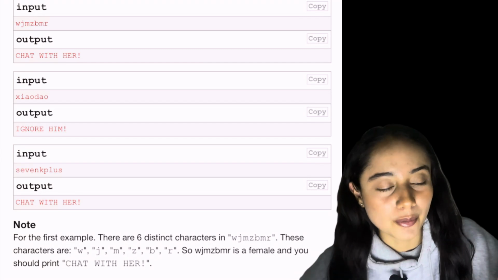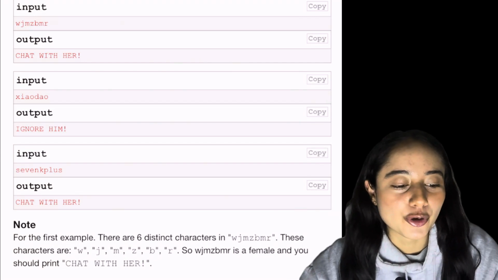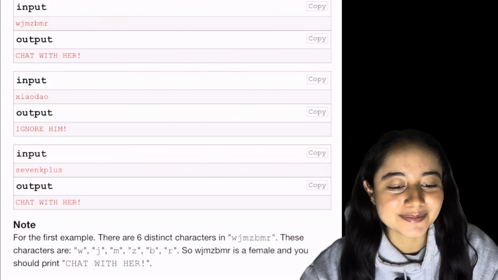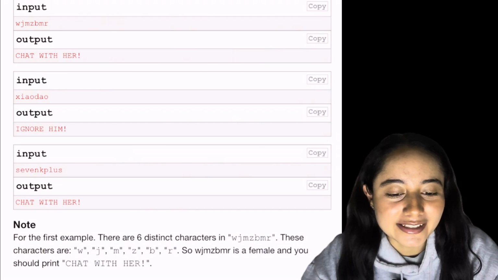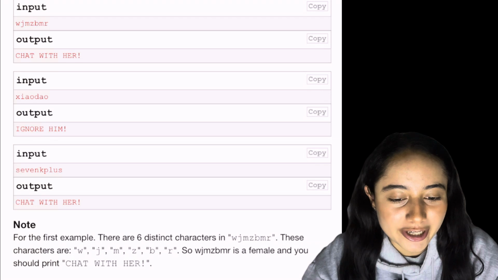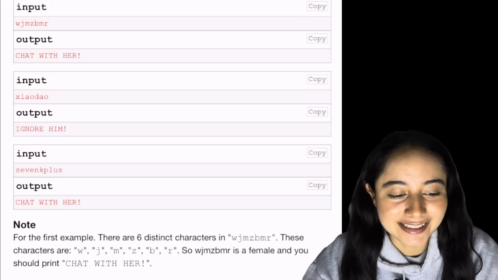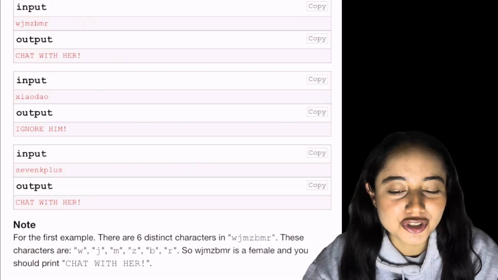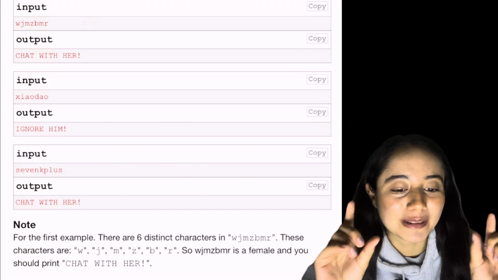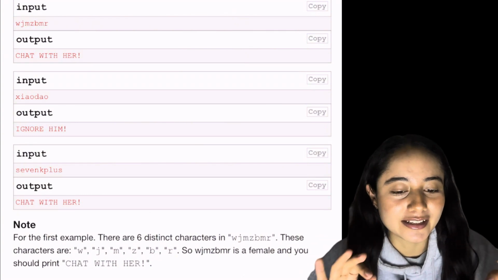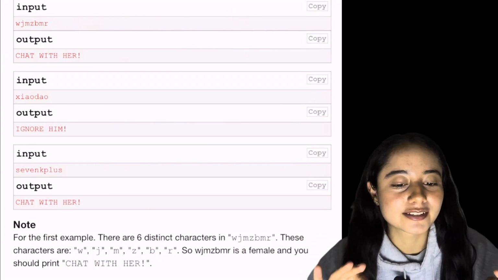There are some examples and a note that I find extremely useful, where it says that from this word, the distinct characters are W, J, M, Z, B, R. No duplicate characters. That is meant by distinct characters. So we can begin to code.